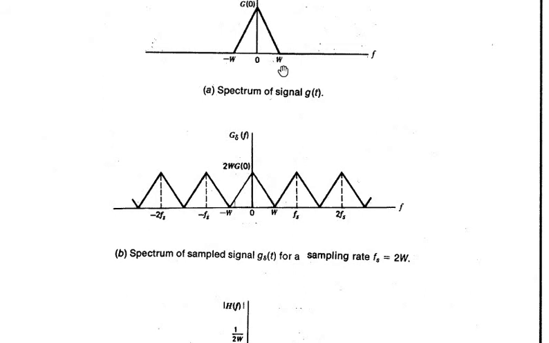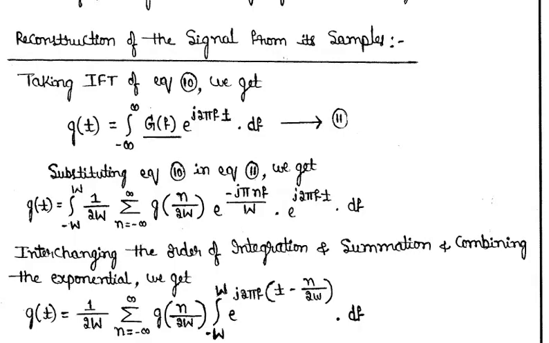That's the reason in the interpolation formula, the limits will be changing from -infinity to +infinity to -W Hertz to +W Hertz. This is a very important step in the derivation. That's why G of t is integral from -W to +W, Fs, 1 by Fs is 2W. Summation n equals -infinity to +infinity G of n by 2W e to the power -j pi n f by W into e to the power j2 pi f t.